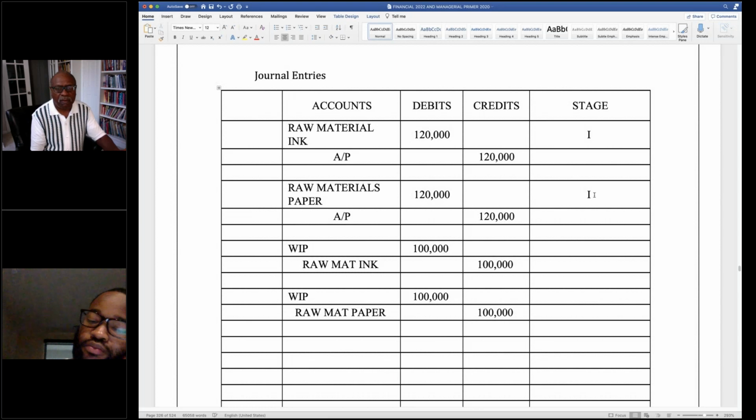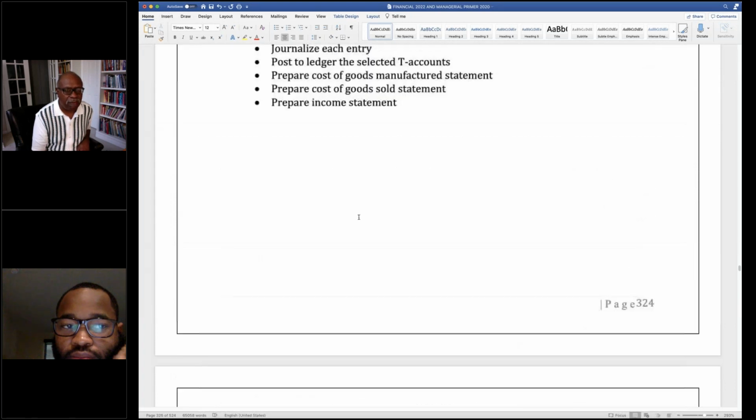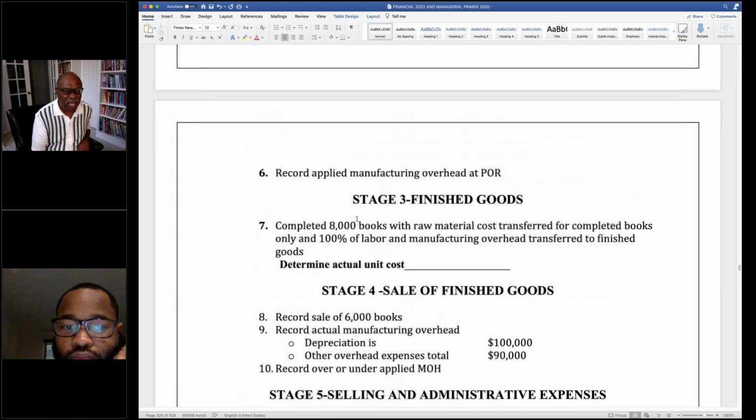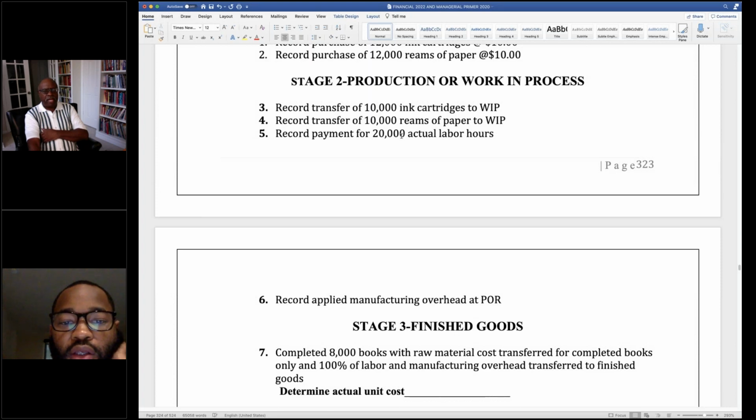Stage 1. Now we're in stage 2. That'll make it easy to remember where you were. We just finished with stage 1 and got the first 2 entries. Then our third entry, we recorded the payment of 20,000 actual labor hours. I think we may have changed this, but just change it to 20,000.